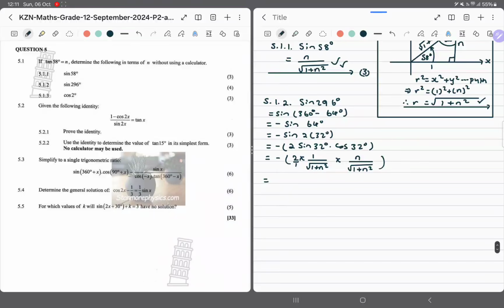Now this is 2 over 1. So numerators multiply, denominators multiply. So this is going to be minus 2n over, now this one times that is just basically 1 plus n squared. Now this is a rational denominator. You don't even need to worry about rationalizing.